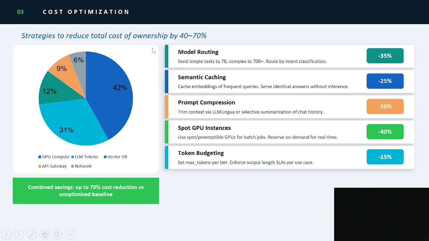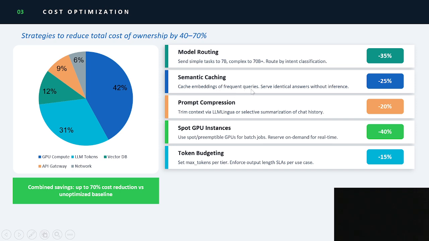So these are the cost optimizations: strategies to reduce the total cost of ownership by 40 to 70%. First is model routing. It sends simple tasks to a 7 billion model and complex ones to a 70 billion plus model, for about minus 35%. Semantic caching is minus 25%.